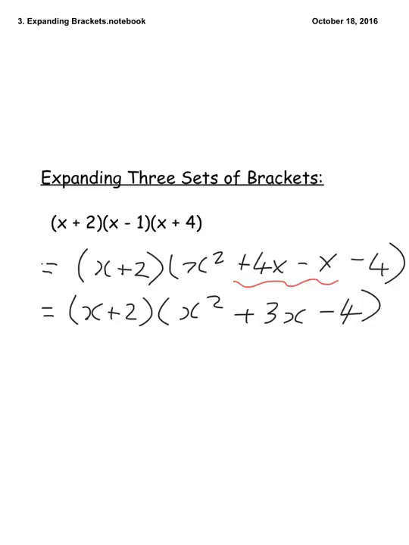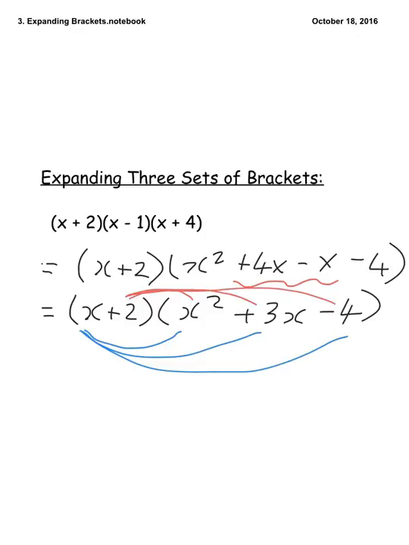The second part of this is to multiply out each of the terms in the second bracket by x. And I'm going to multiply each of the terms in the second bracket by 2. This will give me my fully expanded set of brackets. So x times x squared is x cubed. X times plus 3x is plus 3x squared. X times minus 4 is minus 4x.